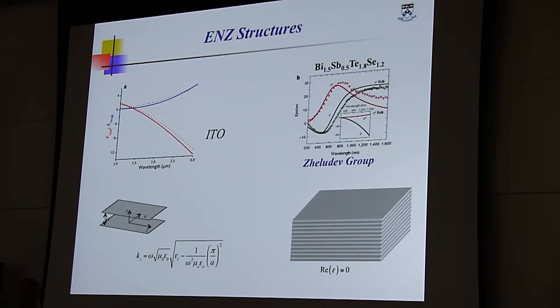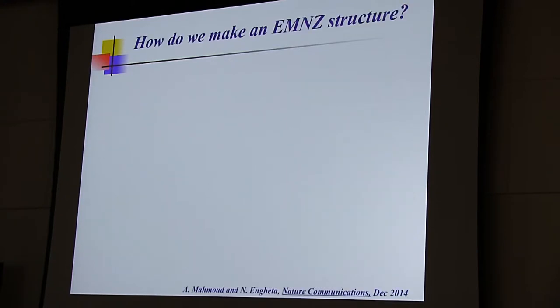I already showed you this slide, how you can have epsilon near zero. We have several examples. You can use actual materials if you like, or you can use engineered materials if you like. So do the following: let's take any one of these examples as an ENZ host. And now let's do the interesting things.